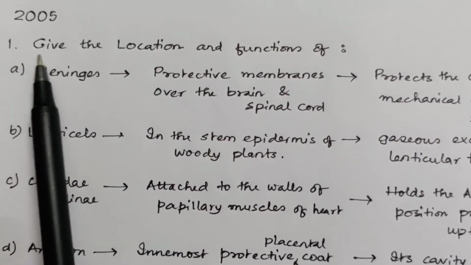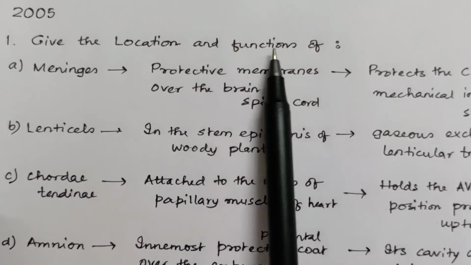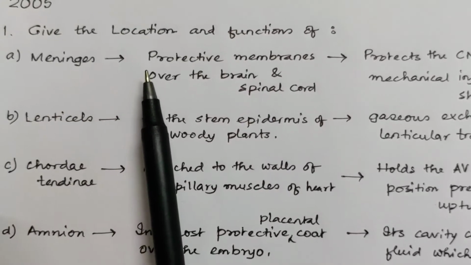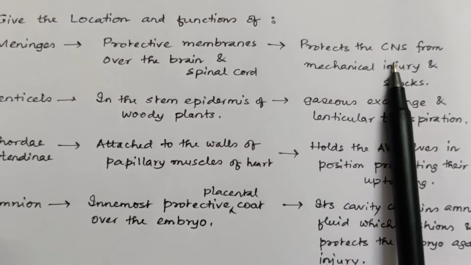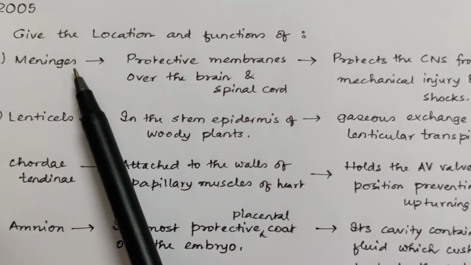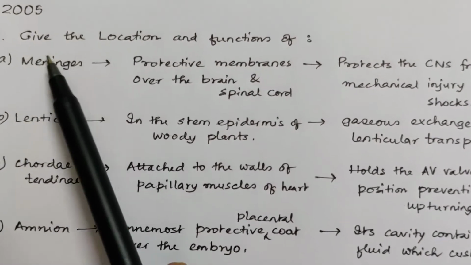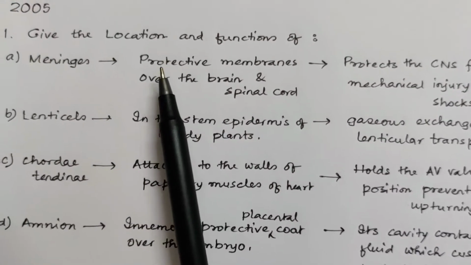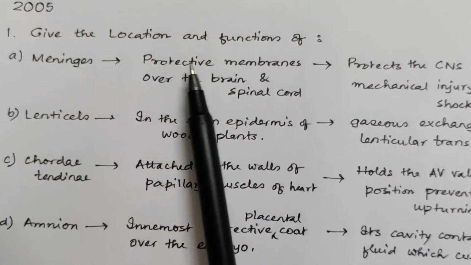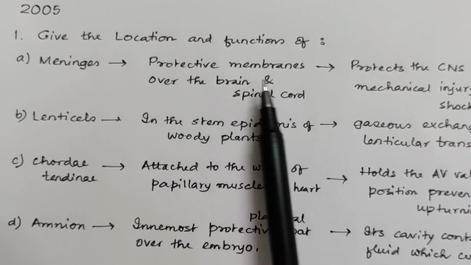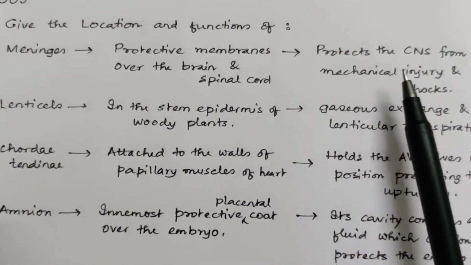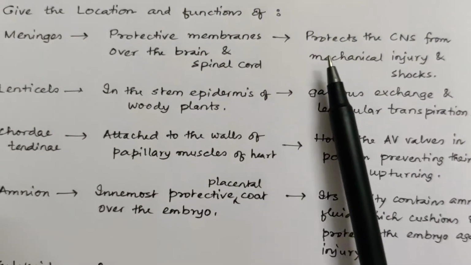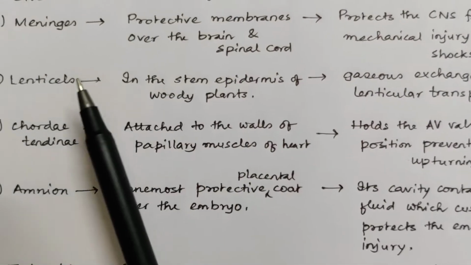This is question number 1. Give the location and the functions of. The first one is meninges. The location is given, the function is given over here. You can see meninges. Where is meninges present? These are the membranes present on the surface of the central nervous system. So these are protective membranes. This is the location: protective membranes over the brain and the spinal cord. Now its function is to protect the CNS from mechanical injury and shocks.